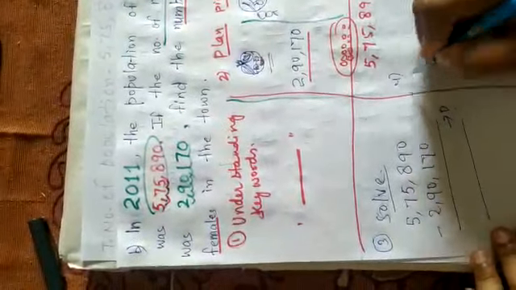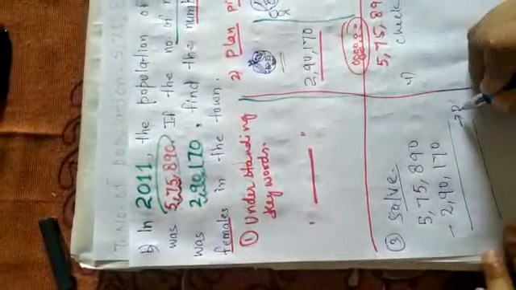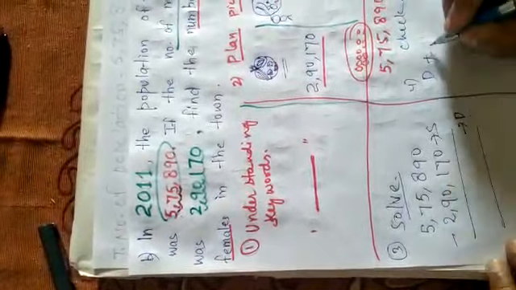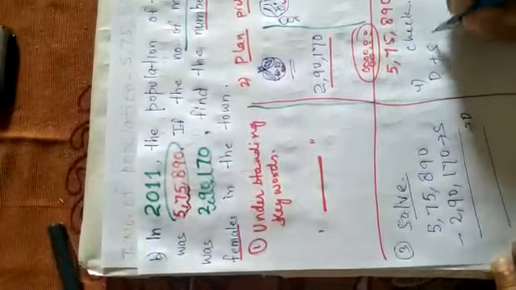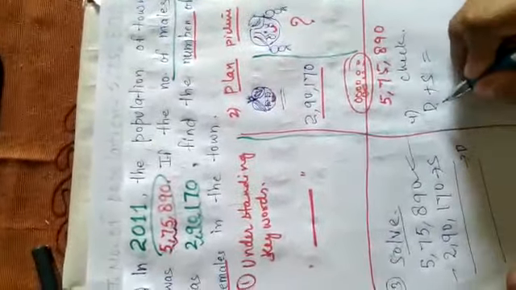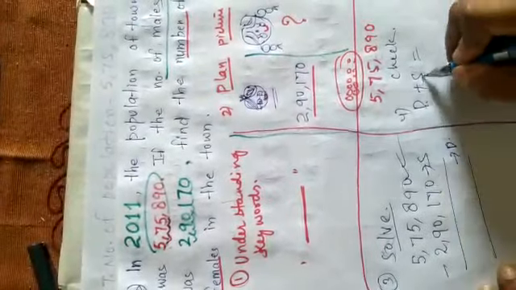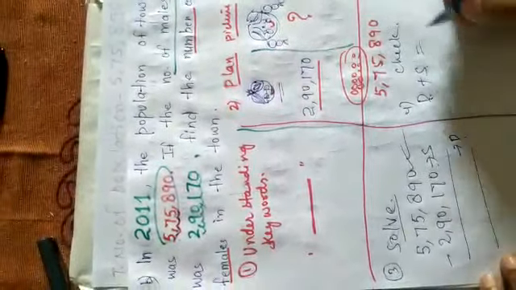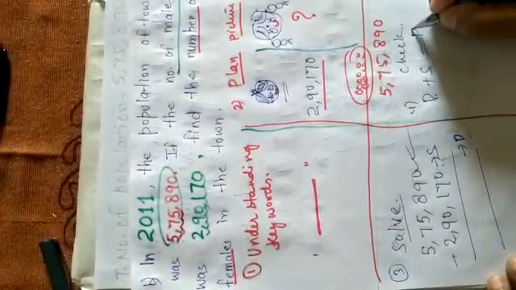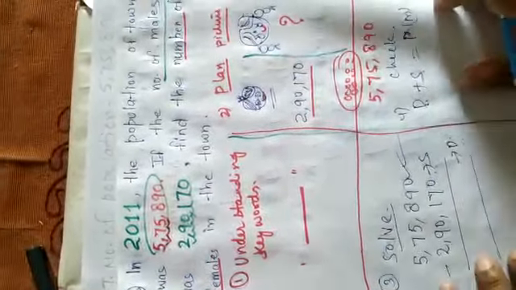Now the next step is check. In order to check, we add the difference with the subtrahend, the number of males. We will get the total population. That is, the difference is the total number of females, the subtrahend is the total number of males. When they are added, it will give the total population, that is the minuend. Correct?